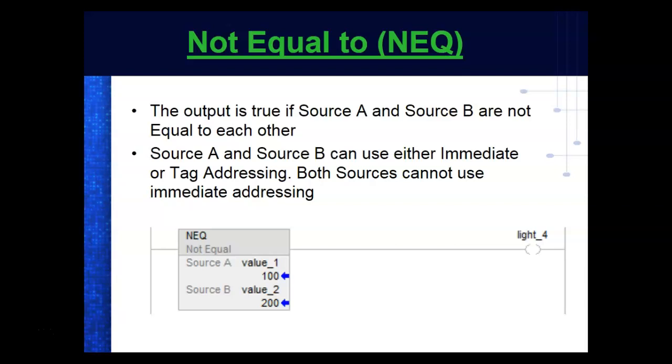Not equal to, the output is true if source A and source B are not equal to. So these are considered input instructions, so they'll go to the left, right? You understand that? And this rung being true would be conditional. So if they're equal or greater than, then this rung would be false, right? I mean, if it's greater than, that would be not equal. Then it would be true, right? Everybody understand that? Yes or no? And then whatever you put out here would be true also. Of course, here we're just turning on a light.